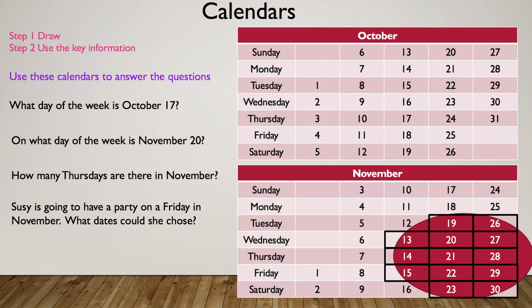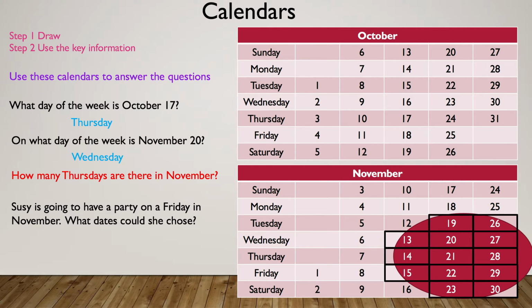Now, let's take a look at the first question. What day of the week is October 17th? Let's highlight 17th in October, draw an arrow to the day, and it is Thursday. That is the answer. Let's take a look at the next question. On what day of the week is November 20th? Luckily for us, 20 is already drawn. Let's highlight it. Now we can draw an arrow to the day, and we know that it is Wednesday, and there we have it.